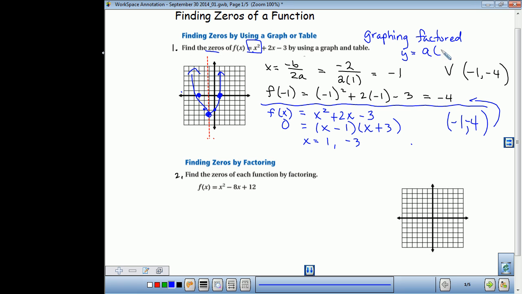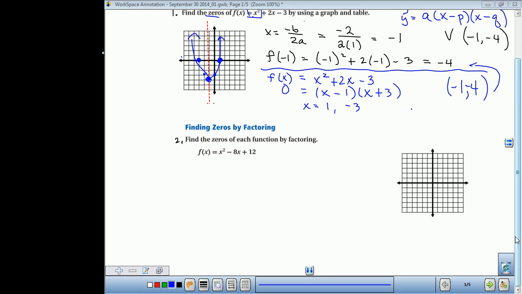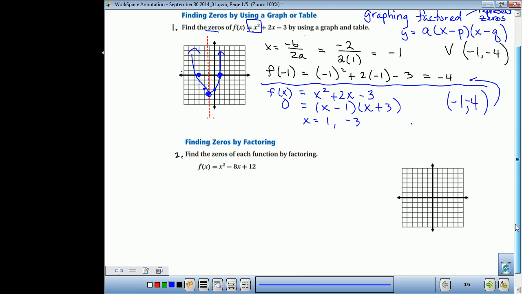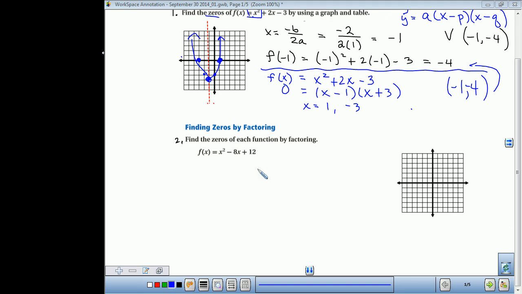But we're going to have x minus one of our zeros, we could call it p, and x minus the other zero that we could call q. So this is if we let p and q represent our zeros. It doesn't matter which zero they are. Okay, so it's always helpful to see it one more time.